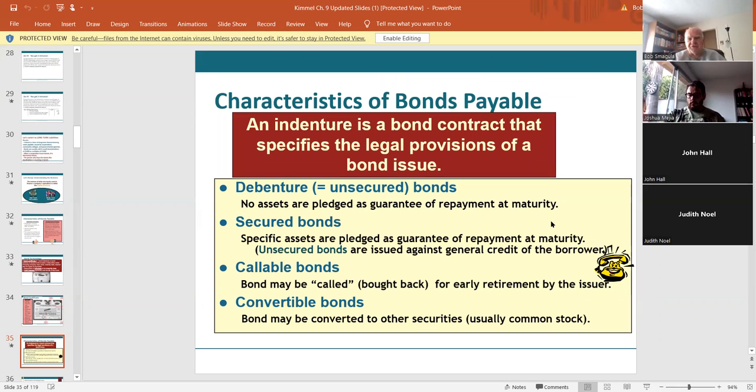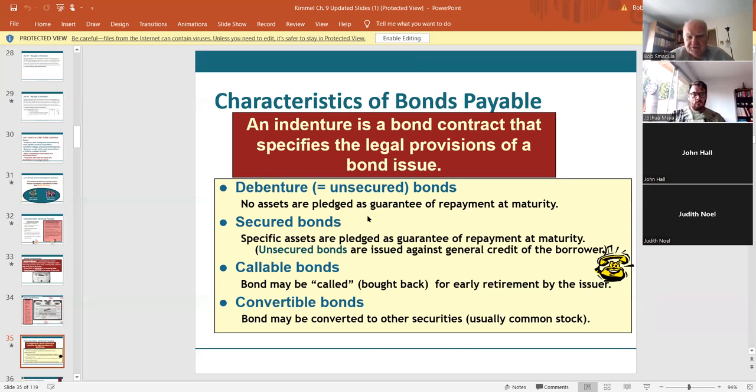Bond payable and indenture, that's just the contract. Indenture is the bond contract. No assets are pledged. A debenture is simply the contract. It's unsecured. Unsecured means that Joshua went to the bank today and said he wanted to borrow $1,000. They looked at Joshua and saw an honest man. They handed him $1,000 and he walked out. There was no security for the bank, no collateral. They're trusting that Joshua's going to come back in 2 months and repay that $1,000.